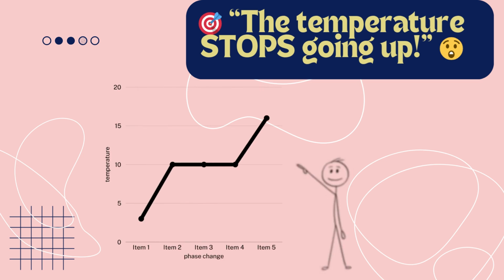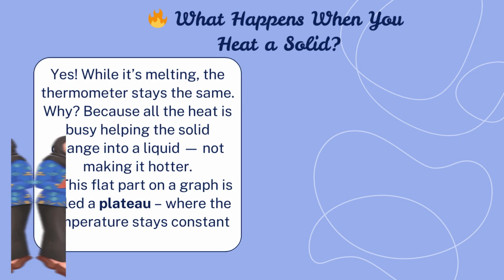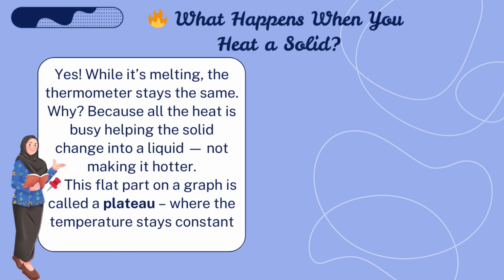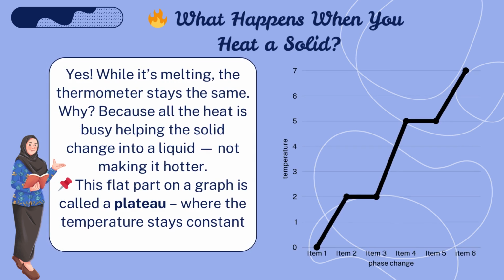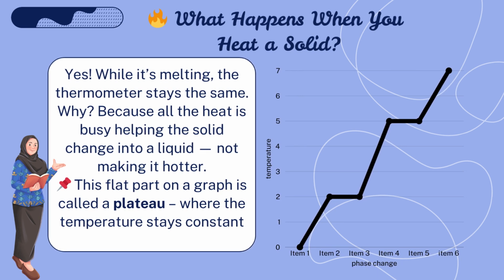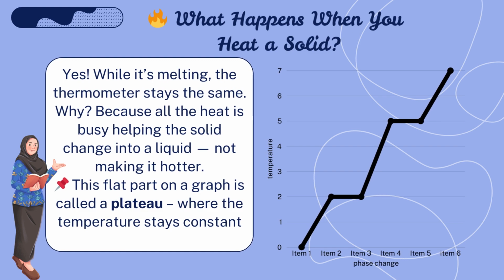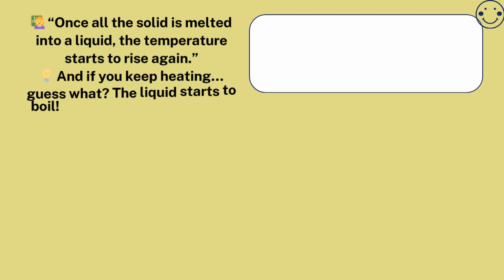When you heat the solid, the temperature rises, and then the line becomes straight before it starts rising again. When the line becomes straight, that's melting. What happens when you heat a solid? Yes, while it's melting, the thermometer stays the same. Why? Because all the heat is busy helping the solid change into liquid, not making it hotter. This flat part on the graph is called a plateau, where the temperature stays constant. It doesn't increase, so it means a phase change.